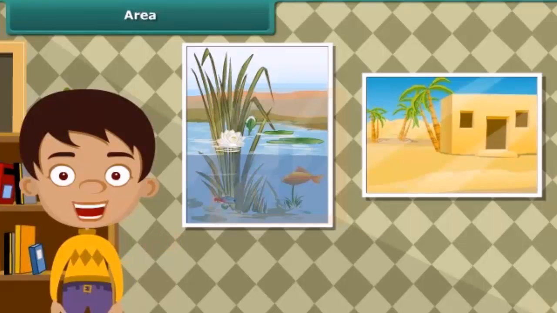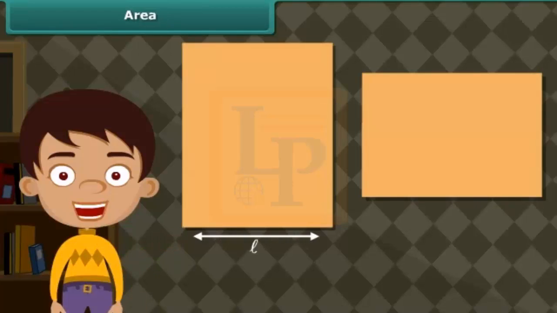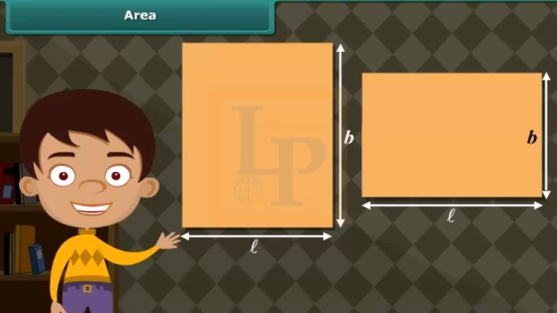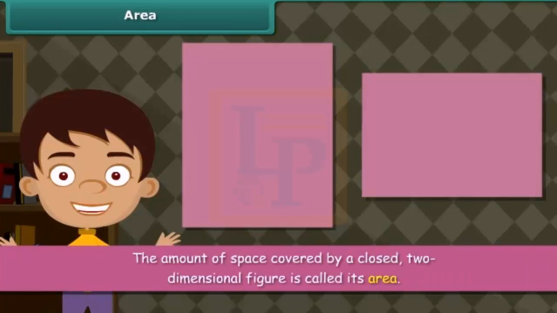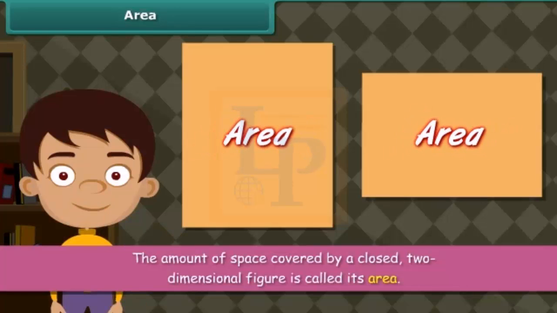Take two paintings of different sizes and compare them. The amount of space covered by the two paintings will be different. This is because the lengths and breadths of the two paintings are different. The amount of space covered by a closed two-dimensional figure is called its area. The area of one such figure can be different from the area of another such figure.